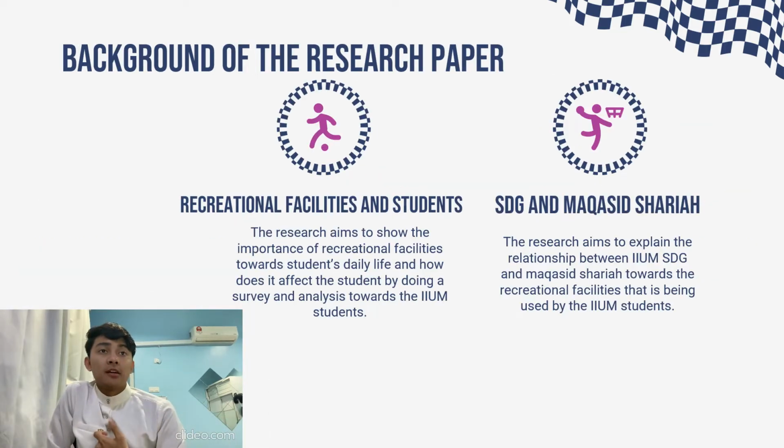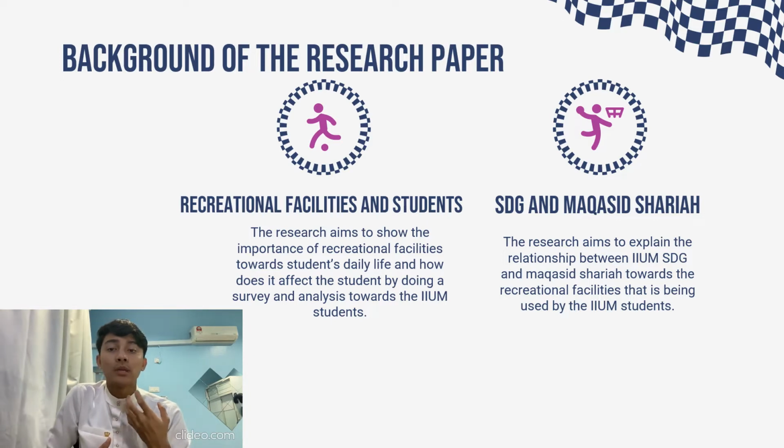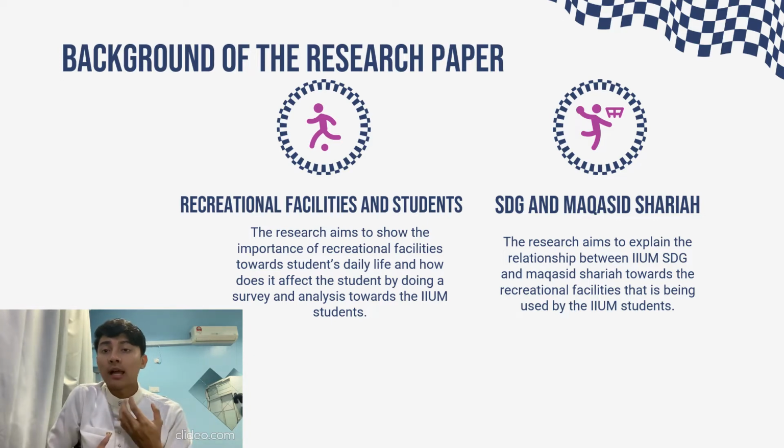So for the next part of this slide, which is the background of the research paper, I have divided it into 2 sections. The first one will be recreational facilities and students, and the other one will be SDG and Maqasid Syariah. For the first one, I will be mentioning recreational facilities and students. This research aims to show the importance of recreational facilities in students' daily life, and how it affects the students, by doing a survey on the IIUM students themselves.